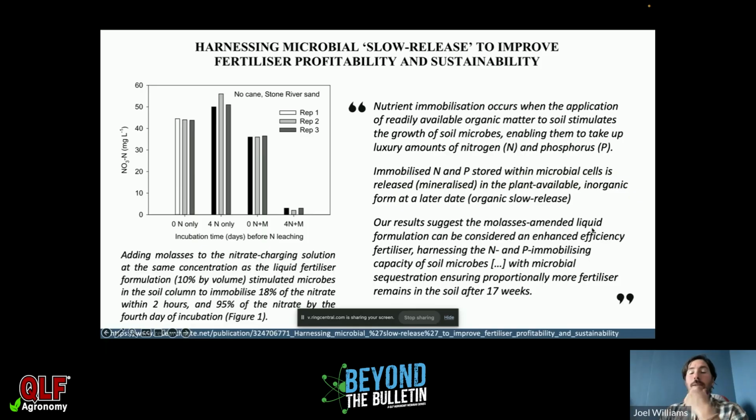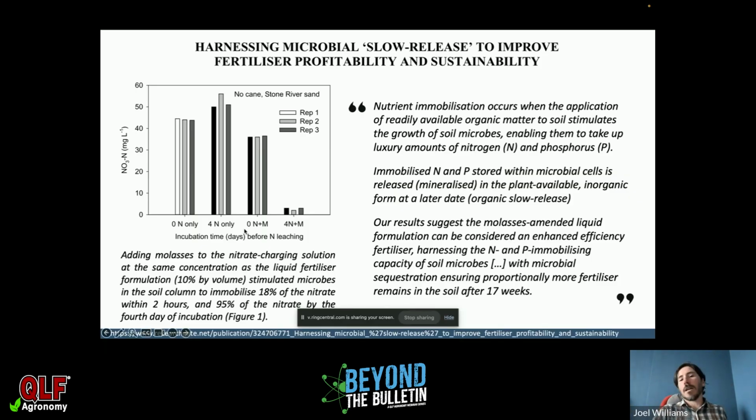So our results suggest that the molasses amended liquid formulation can be considered an enhanced efficiency fertilizer, harnessing the nitrogen and phosphorus immobilizing capacity of soil microbes with microbial sequestration, ensuring proportionally more fertilizer remains in the soil after 17 weeks. So we saw this greater soil storage of the nutrients where we simply added carbon and encouraged the biology to eat and store the nutrition in their bodies, inducing this longer term slow release mechanism.